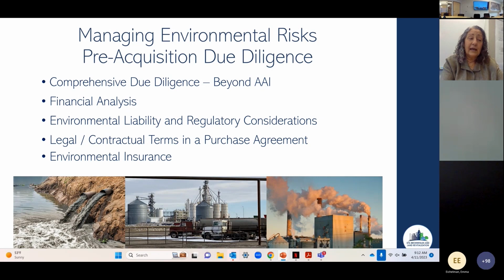Some form of financial analysis is needed to make sure that you have the funding to complete the project you're envisioning. You want to look at environmental liability and regulatory considerations, and we'll talk a little bit, although I'm not a lawyer, caveat here, we'll talk a little bit about some legal and contractual terms that may be a little different in a purchase agreement for a contaminated property than a standard property, and we'll touch on environmental insurance.